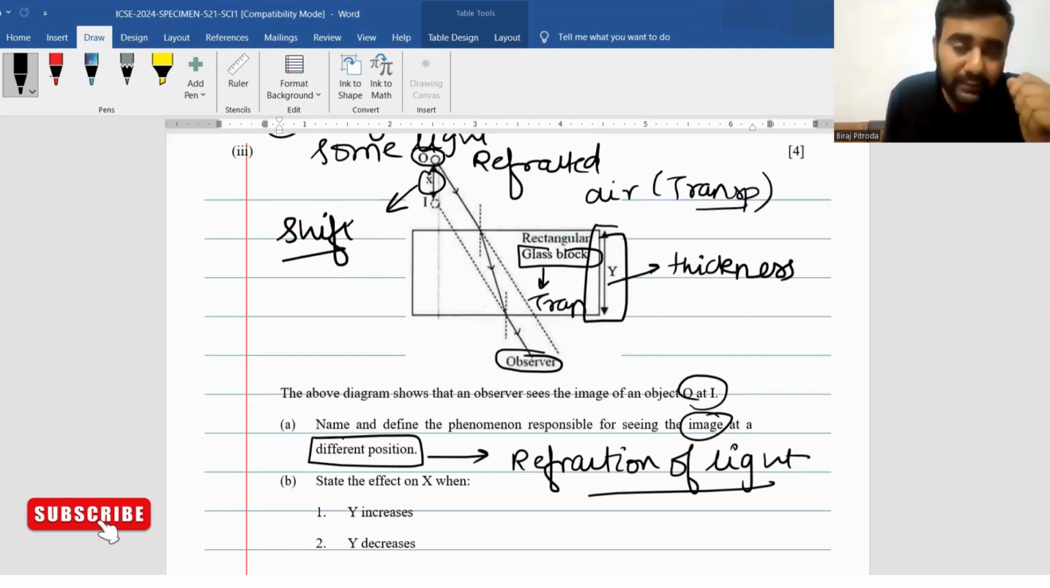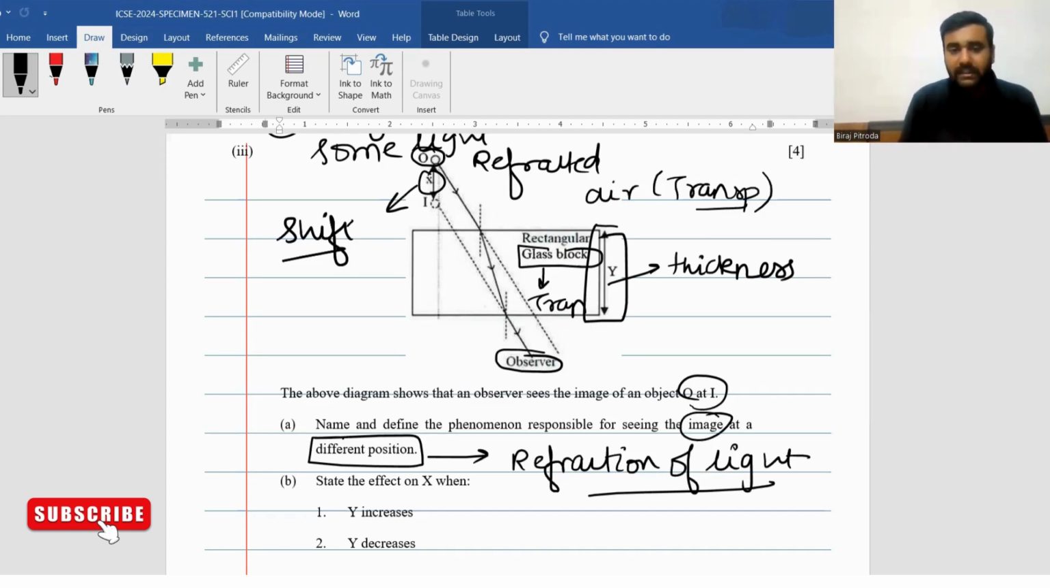So when the ray of light passes from one transparent medium to another transparent medium, there is a change in its path. And when the ray of light changes its path, there will be a change in the position of the image. Are we able to understand? So this is the answer.